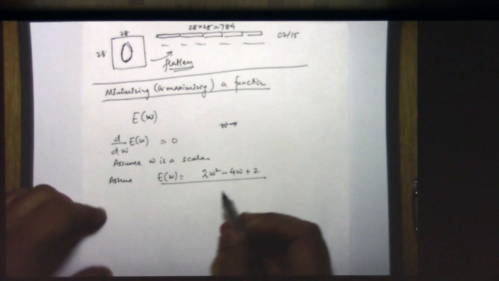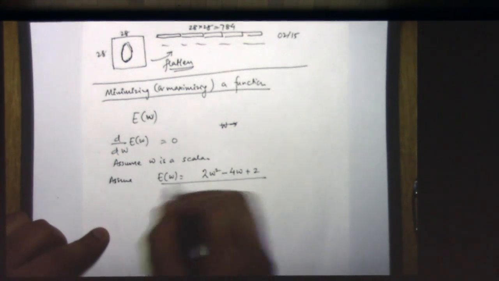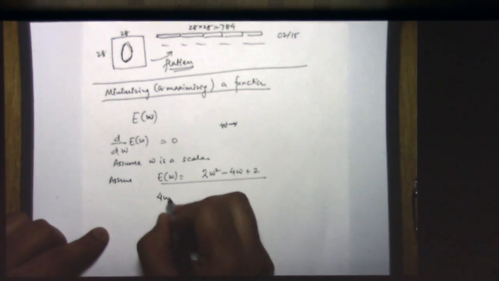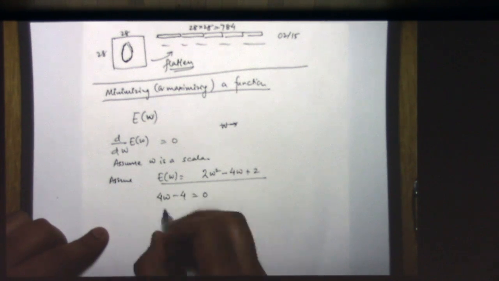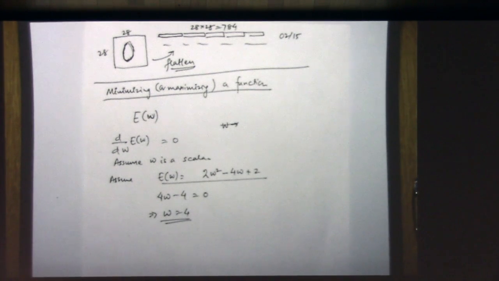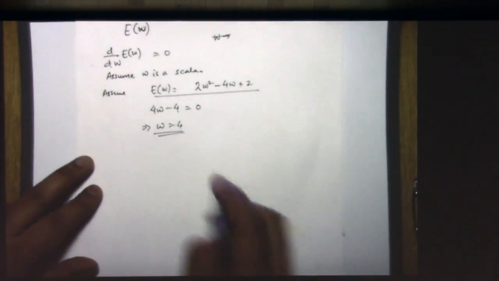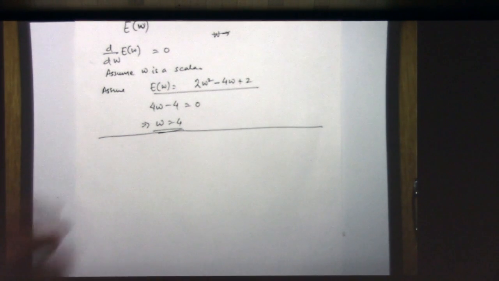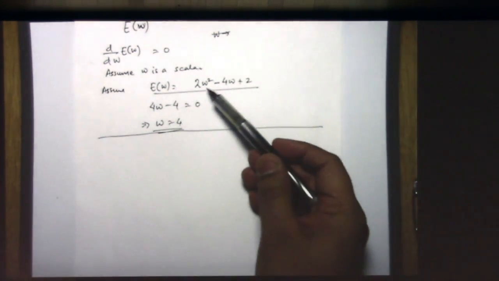So the easy way to do that is you set the derivative of this to 0, which will be 4W minus 4 equal to 0, implies that W equal to 1. So at this value, you'll get the optimal value. That's basic math, right? However, sometimes it might not be easy to set this to 0, right?